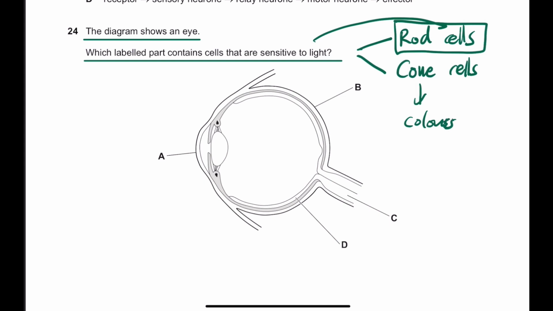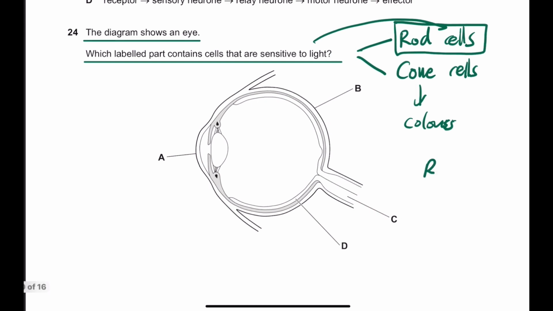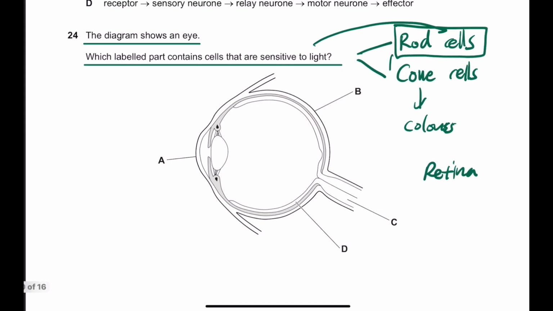So I'll try to find the layer or the portion called the retina. The retina contains both rod cells and cone cells. And there's also another part called the fovea, which only contains cones.